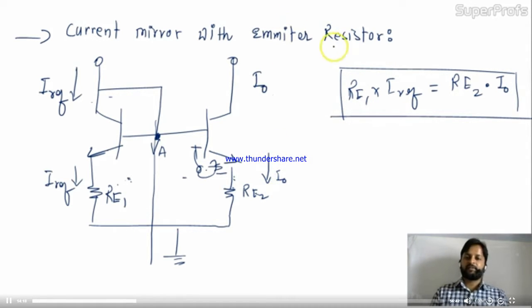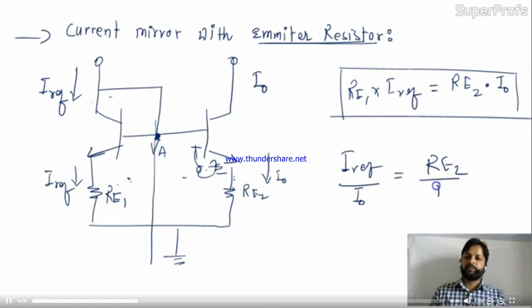If in the current mirror circuit you have emitter resistance, it means the I reference and I node ratio is RE2 divided by RE1. Is it okay, friends? So this is the formula.